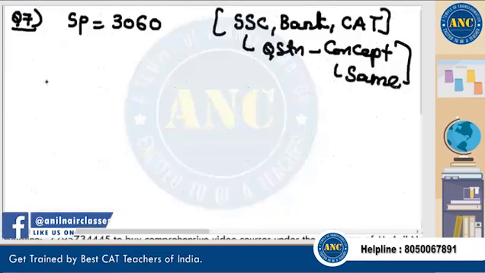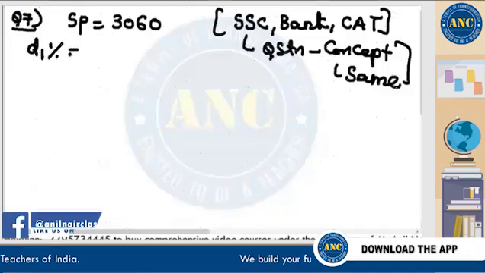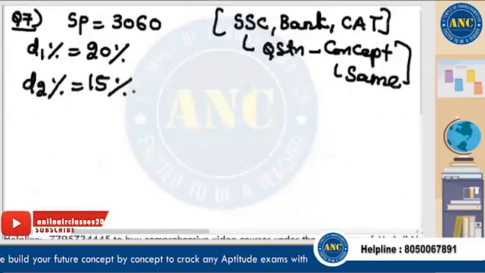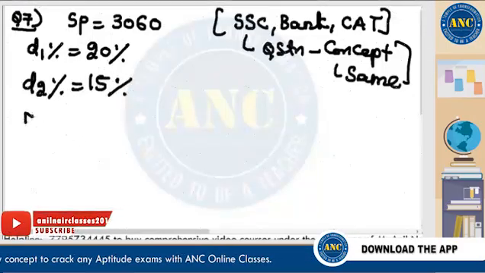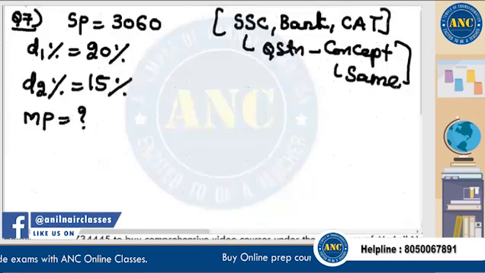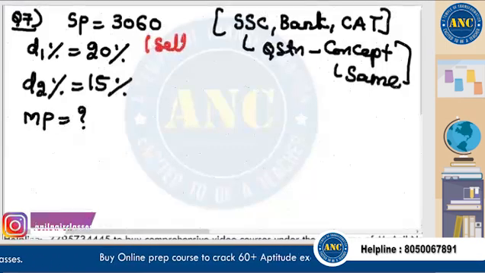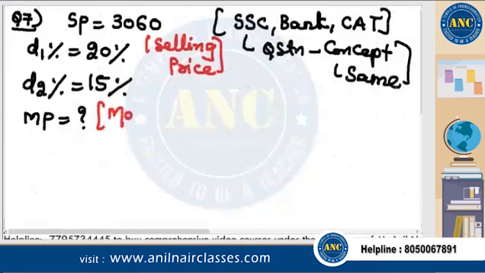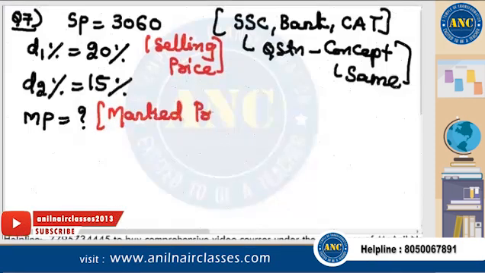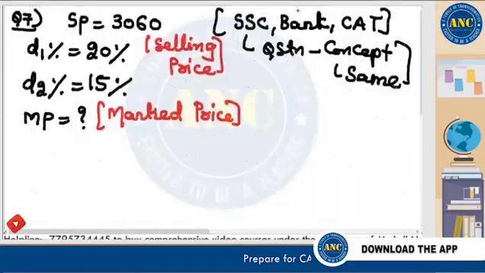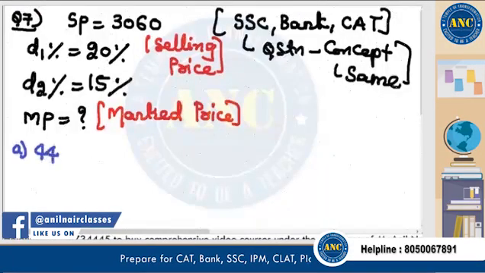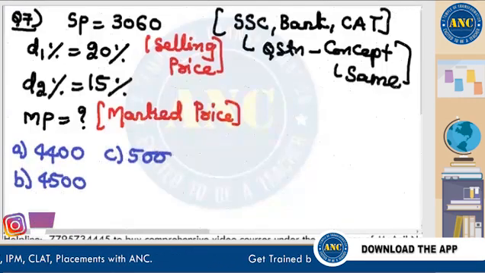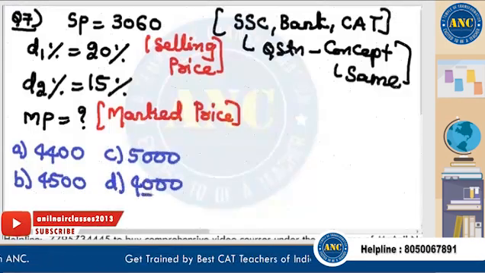Selling price is 3060. The first discount percentage is 20%. The second discount percentage is 15%. Find the market price. SP stands for selling price, MP stands for market price. Options: once I give the options, you will solve. The original question options: 4,400, 4,500, 5,000 and 4,000.